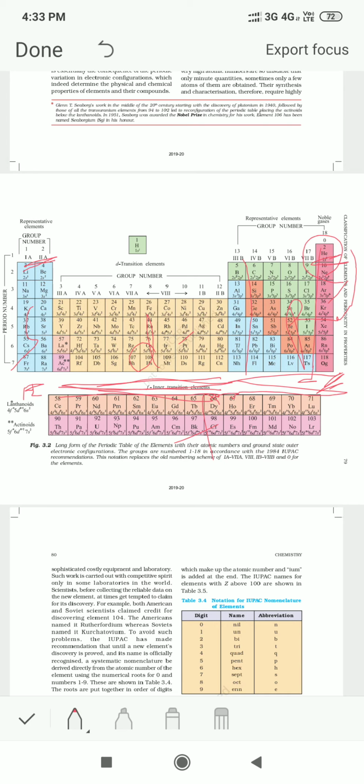So we have 10 groups here. The first column has d1 configuration, then d2, d3, d4, d5, like this up to d10 configuration.